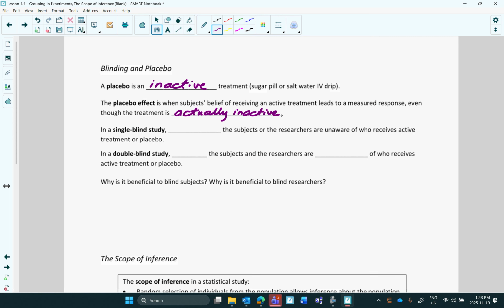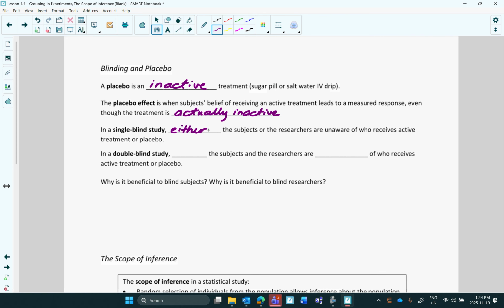Now that previous study was actually measuring the placebo effect. Okay, but what if we don't want that to happen? What do we have to do? We either have to do a single blind study or a double blind study. Okay, so in a single blind study, either the subjects or the researchers are unaware of who receives the active treatment or placebo.